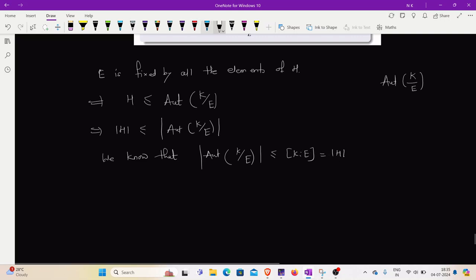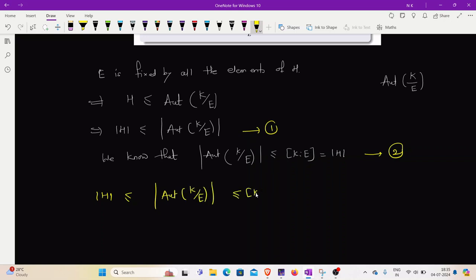So now we'll try to combine these two statements. The first is that the cardinality of H is less than or equal to the cardinality of Aut(K/E), and the cardinality of Aut(K/E) is less than or equal to the degree of the extension of K over E, which is equal to the cardinality of H. If we combine this, we find that the cardinality of H is less than or equal to the cardinality of Aut(K/E), which is less than or equal to the degree of the extension of K over E, but the degree of the extension of K over E is again equal to the cardinality of H.